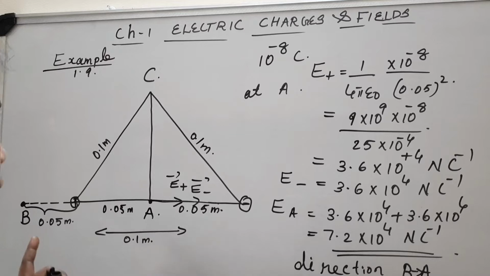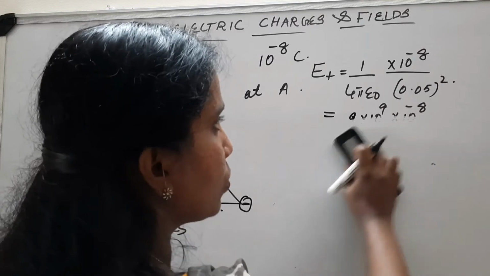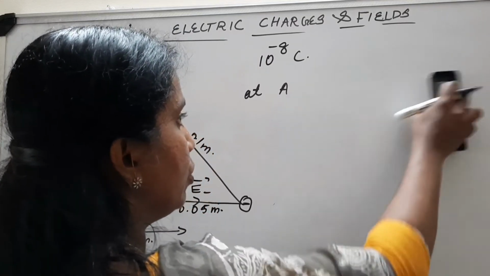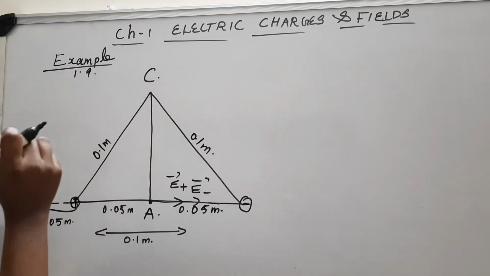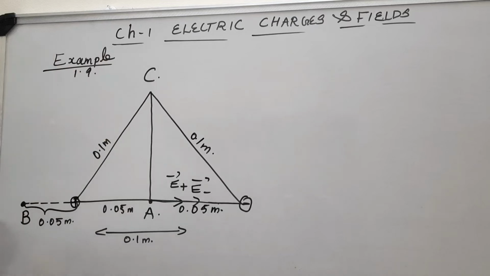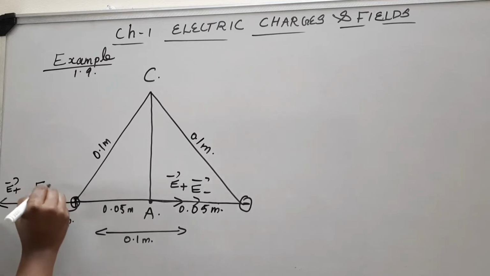Now coming to the point B. At the point B, let's see what is the electric field. This is the procedure: we have to find the field due to each charge, then add vectorially. You need to take the vector sum. Here at the point B, due to the positive charge, the electric field will be acting away, out of the charge in this direction. So E plus is in this direction. Now due to this negative charge, the field will be acting towards the negative charge, that is E minus.